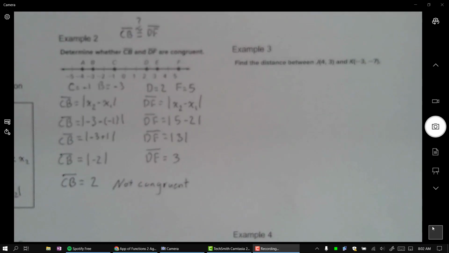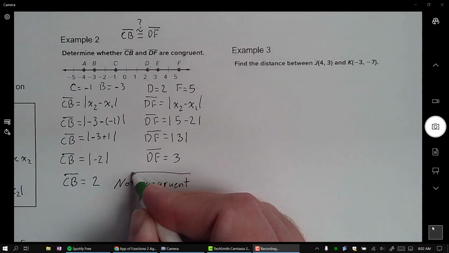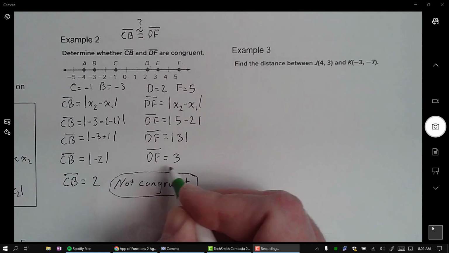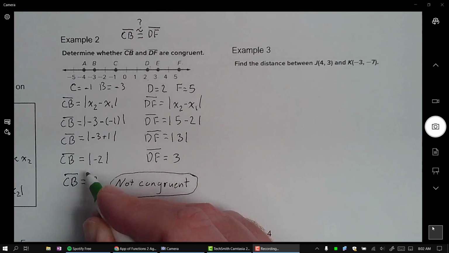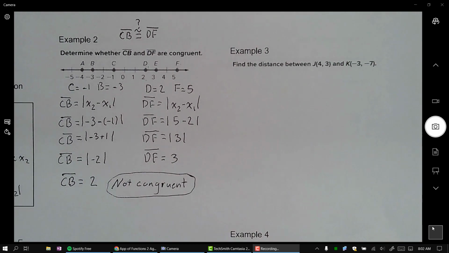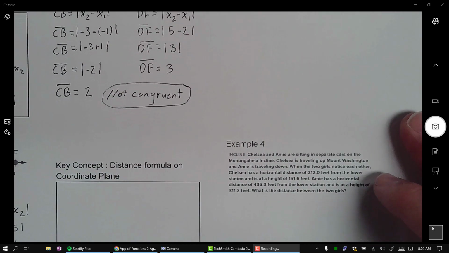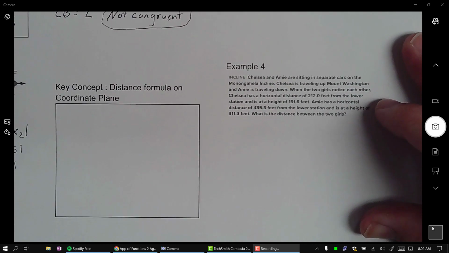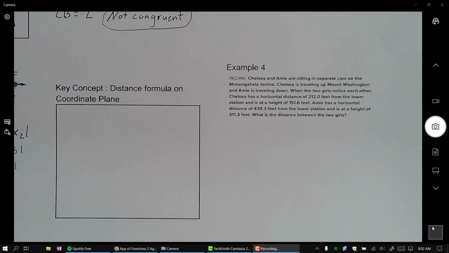And that's all we have to do for example 2, is just show that they're not congruent by showing what the length of the one segment is and what the length of the other segment is. So that's how you deal with distance on a number line, one-dimensional. What happens if we have two dimensions? Well, that's going to be our next idea, distance formula on a coordinate plane.